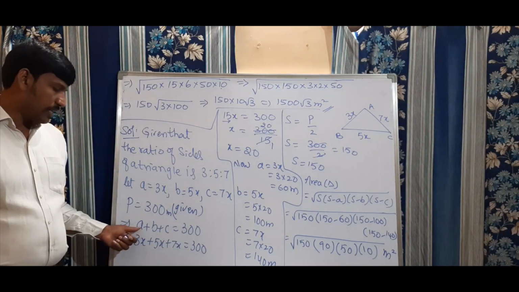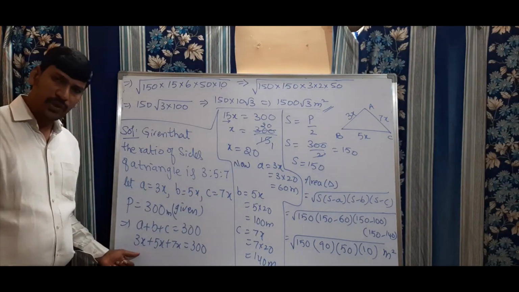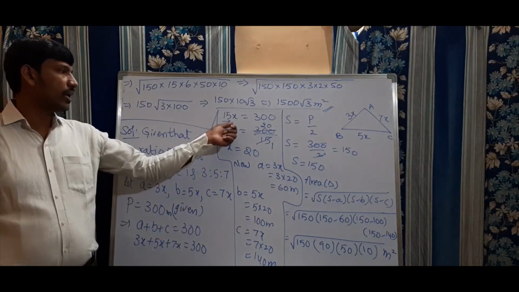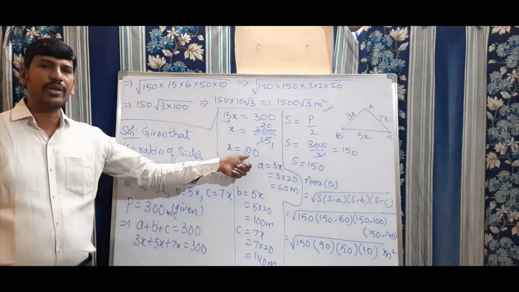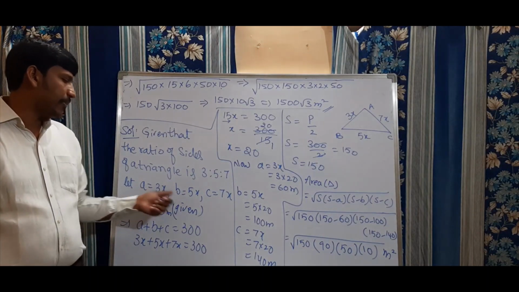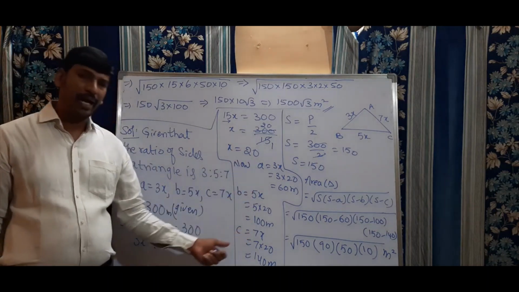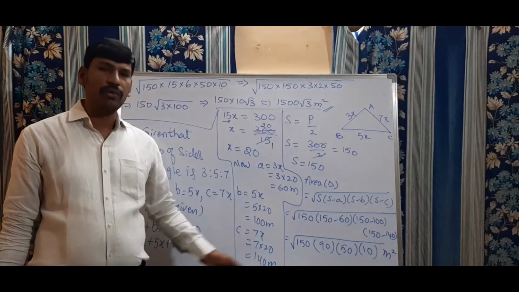What are the a, b, c values? 3x, 5x, 7x. Substitute here. 3x plus 5x plus 7x equal to 300. By adding all those, you will get 15x. Find the x value. After finding the x value, substitute it in the place of a, b, c. Then you will get the sides. So a equal to 60 meters, b equal to 100, c equal to 140 meters.